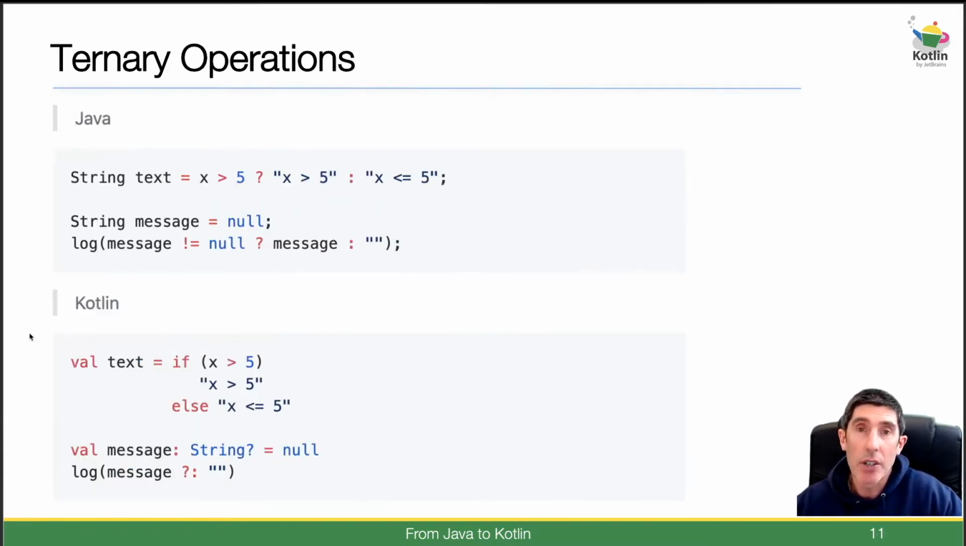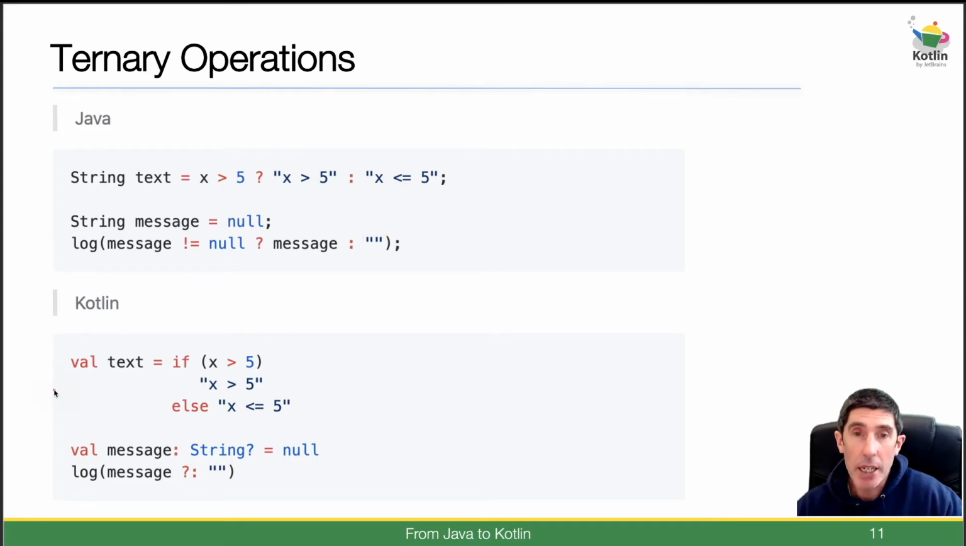In terms of our ternary operators and doing some checks, have a look up here. We can assign text to string. So we have our question, kind of like an if else essentially. So we can say string text, so if x is greater than 5, assign the text x is greater than 5, otherwise assign x is less than or equal to 5. Another example here, we give message is assigned null, and then log out to the screen the message, if it's not null, print out the message, otherwise print out the empty string.